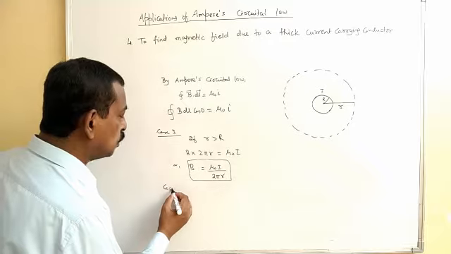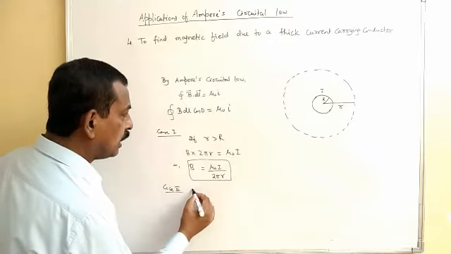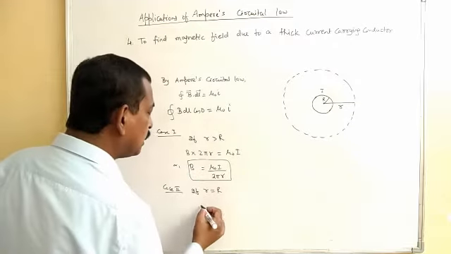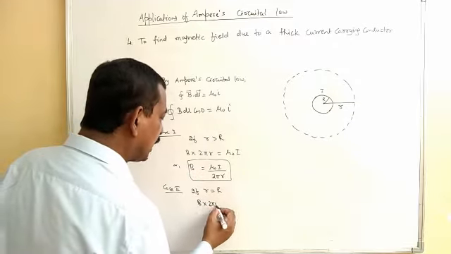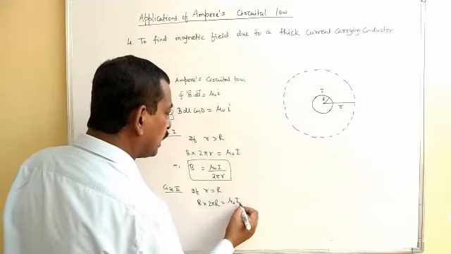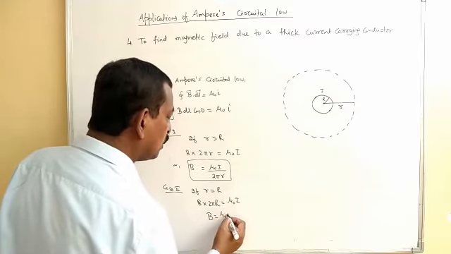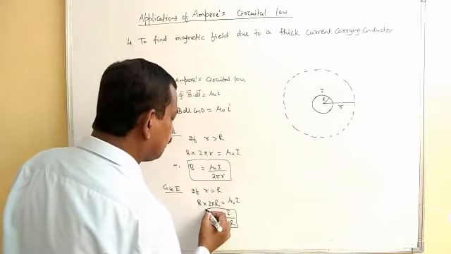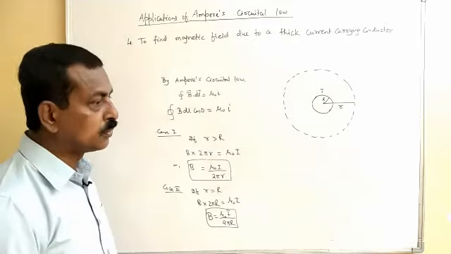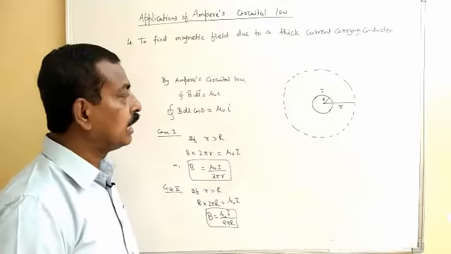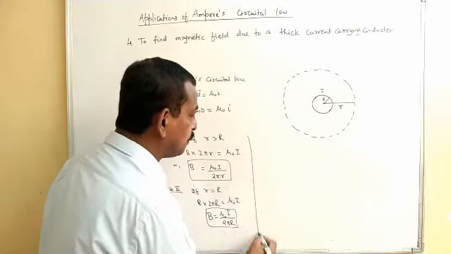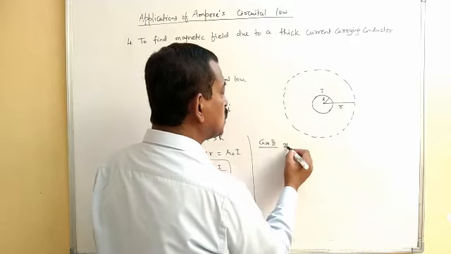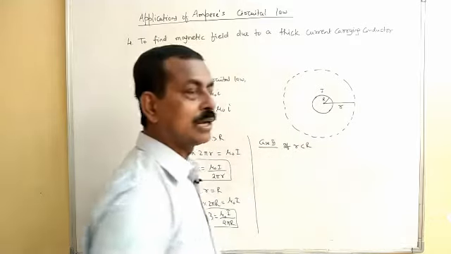Let's take case 2. If small r is equal to capital R, then what will happen? This time it is B into 2 pi capital R, which is your mu naught I, or B is equal to mu naught I by 2 pi capital R. This is for the second case. Now let's take third case. If small r is less than capital R.